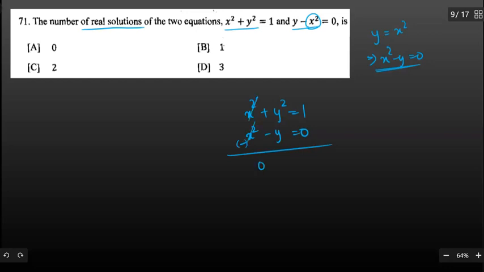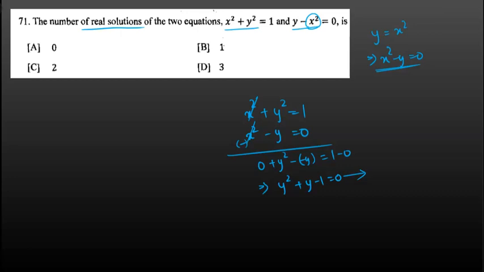So 0 plus y square minus y equals 1 minus, which is equal to y square plus y minus 1 equals 0. If we take out the roots of this quadratic equation, then what will be the value of y? y equals minus b. The coefficient of y square is a, that is 1. Coefficient of y is 1, and this is minus 1.